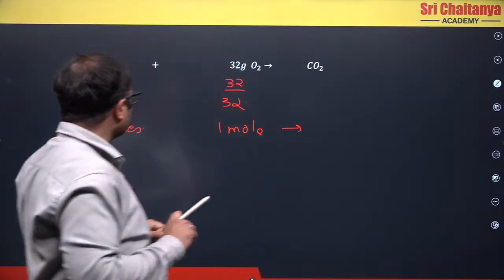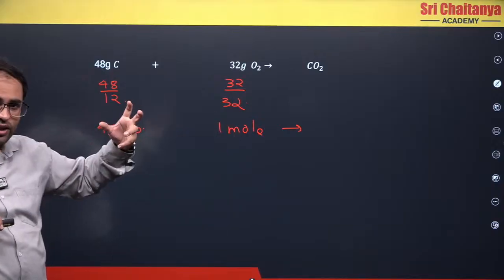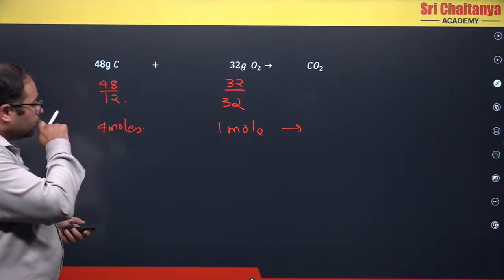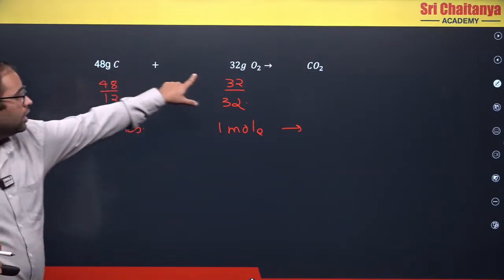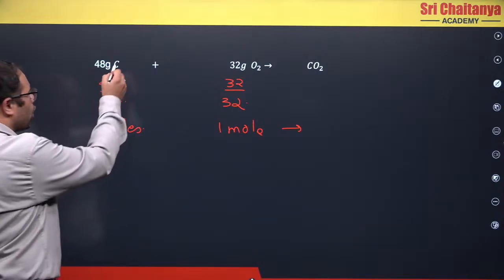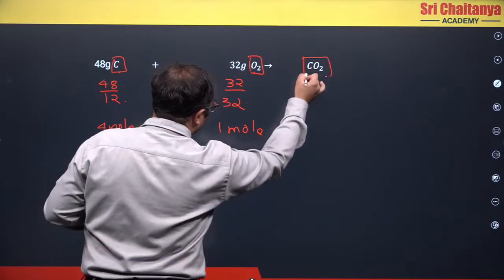So now let's get started with that. 4 moles and 1 mole. Still, how to find the limiting reagent? Simply, after you find the moles, balance the equation. Now, is the equation balanced? This equation is balanced, so no problem here. 1 carbon, 1 oxygen, giving 1 CO2.